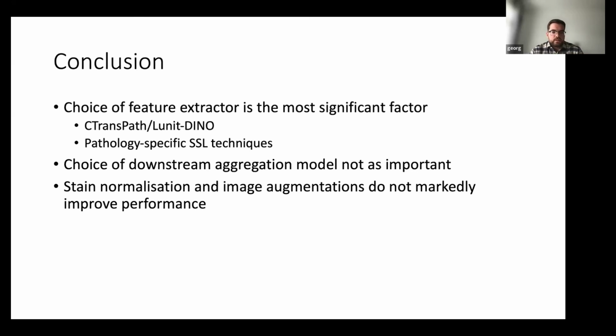Secondly, we found that the choice of downstream aggregation model is not as important for downstream performance. There was a weaker signal there. And finally, we find that stain normalization and image augmentations don't significantly affect the performance of the downstream models.